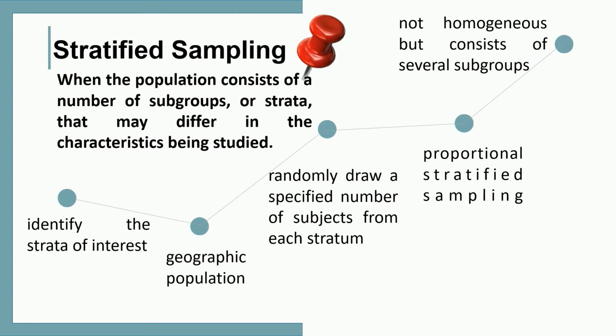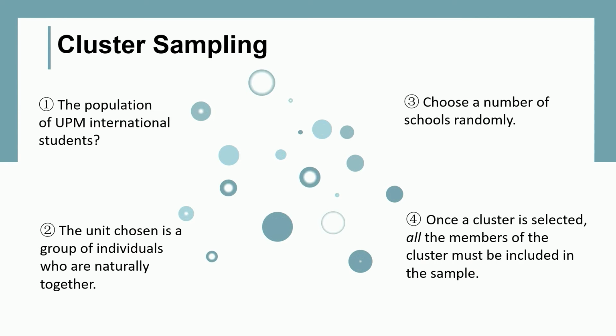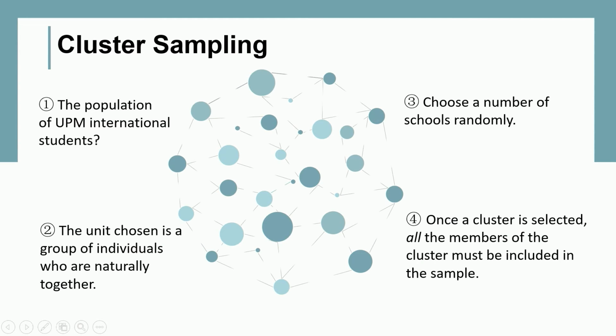As mentioned previously, it is very difficult to list all the members of a target population and select the sample from among them. The population of UPM international students, for example, is so large that you cannot list all its members for the purpose of drawing a sample. So, it would be more convenient to study subjects in naturally occurring groups or clusters. A researcher might choose a number of schools randomly from a list of schools and then include all the students in those schools in the sample.